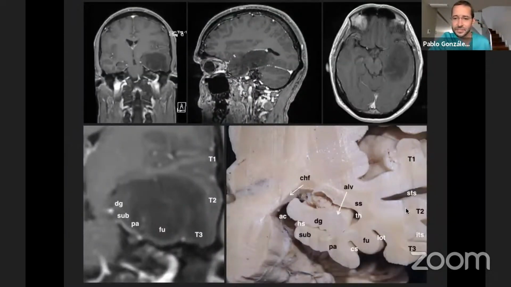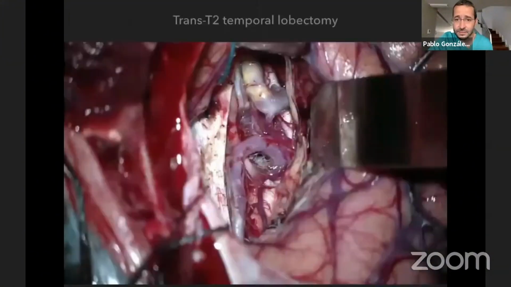This is a patient I had in 2013 when I came to Alicante. He's a professional bullfighter, and he had this tumor mainly located, as you can see, in T3, fusiform, and parahippocampal gyrus. T1, T2 are completely intact. I had some doubts about the subiculum and the dentate gyrus, but if you have a look here, it looks like it's not invading the amygdala. In this case, I couldn't think of anything different at that time than a transcortical trans-T2 temporal lobectomy.